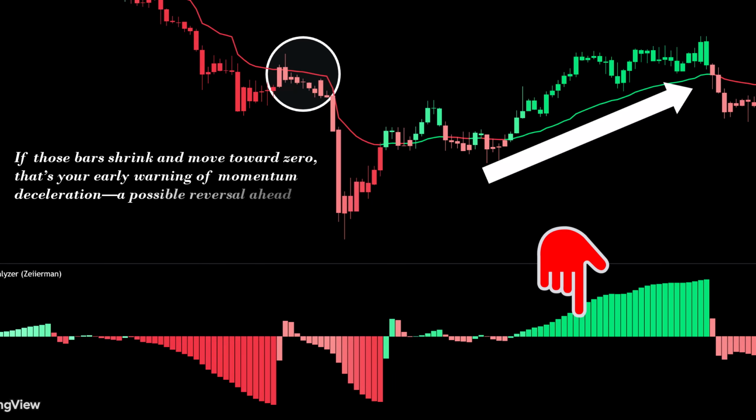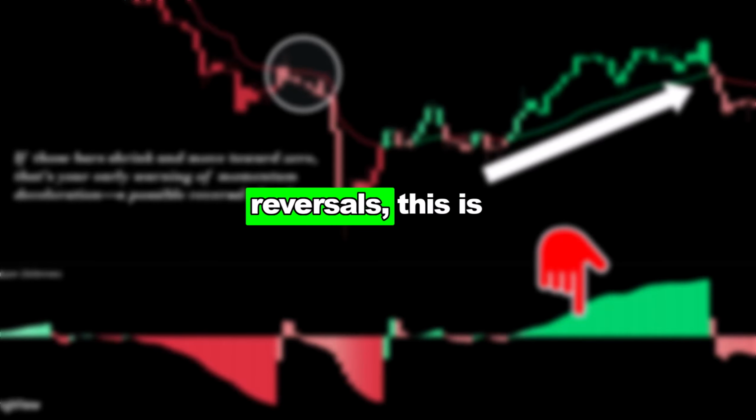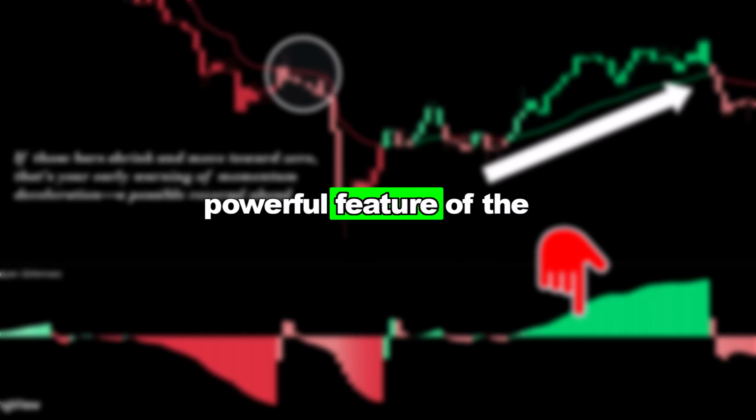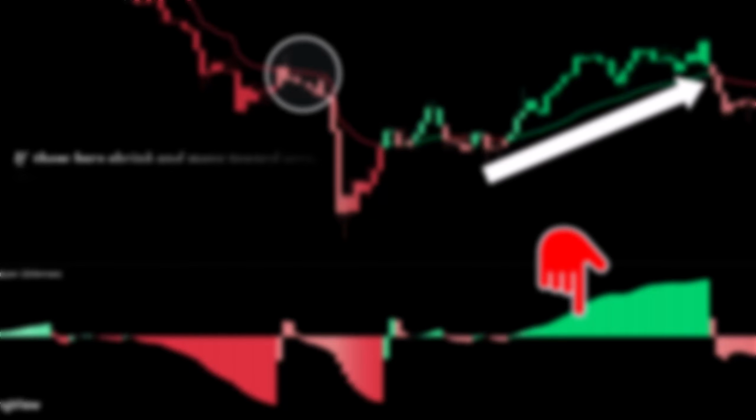If those bars shrink and move towards zero, that's your early warning of momentum deceleration, a possible reversal ahead. And speaking of reversals, this is perhaps the most powerful feature of the Trend Speed Analyzer.